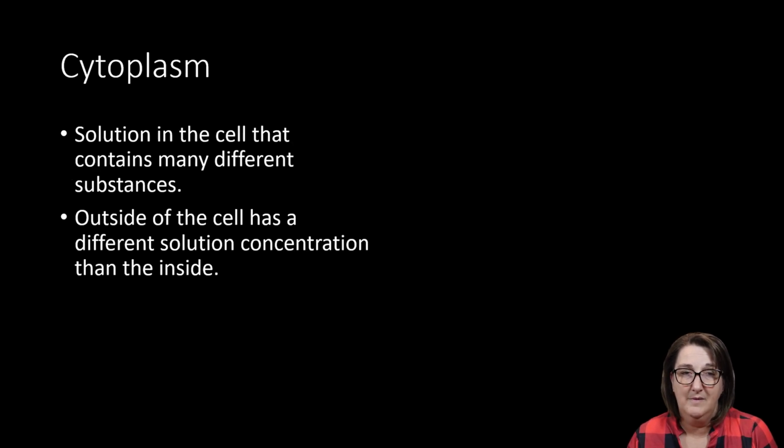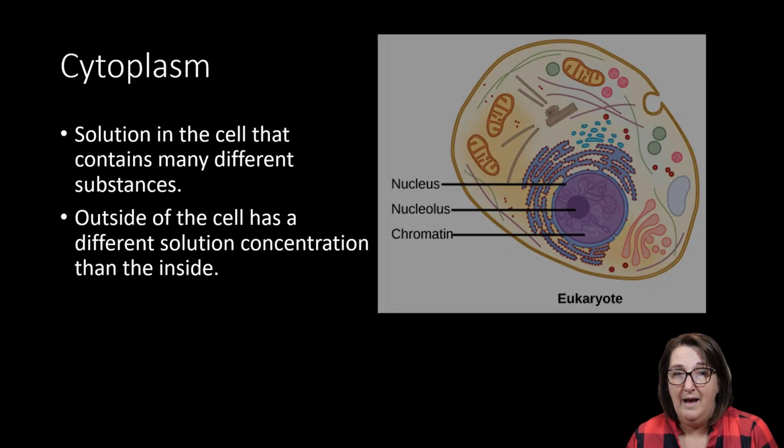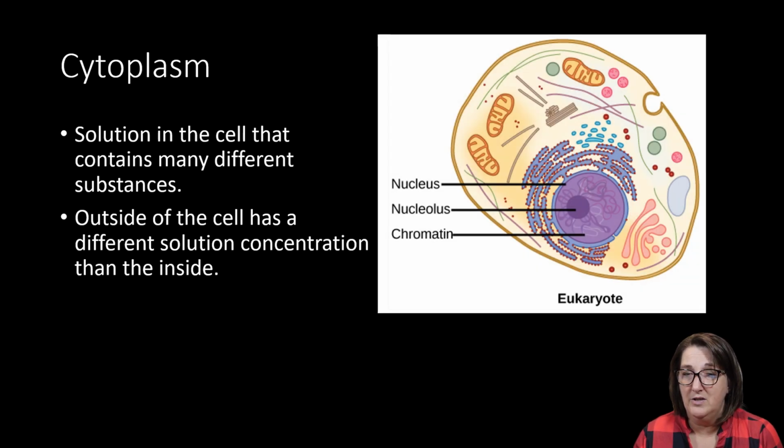You have cytoplasm. This is going to be the solution in the cell that contains many different substances. So outside of the cell is going to have a different concentration than what's on the inside. My cytoplasm is all of this space. See all this space that's in here? It's holding my Golgi, my lysosomes, ribosomes, mitochondria, all the stuff that's around that. That is my cytoplasm. This whole space contains everything in it. The name for the gel-like substance is cytosol.